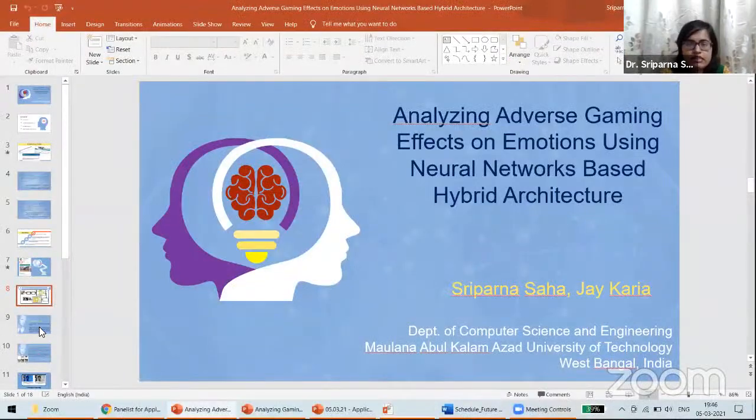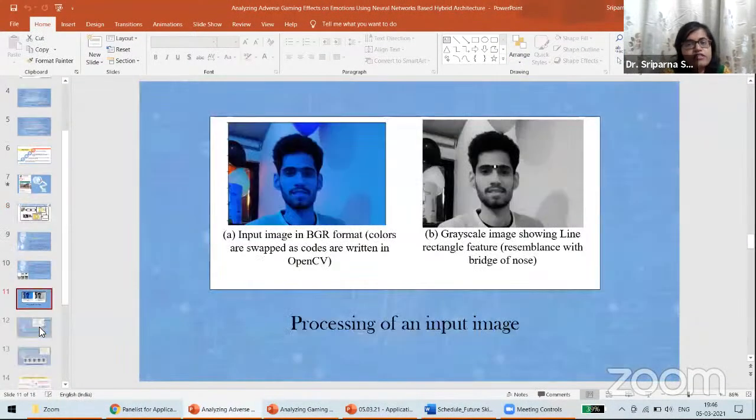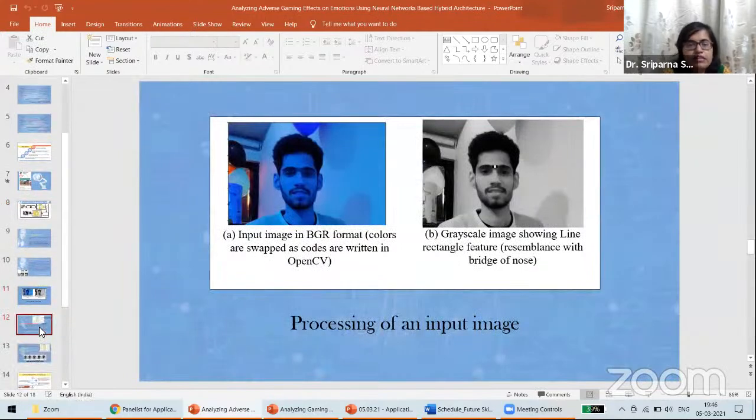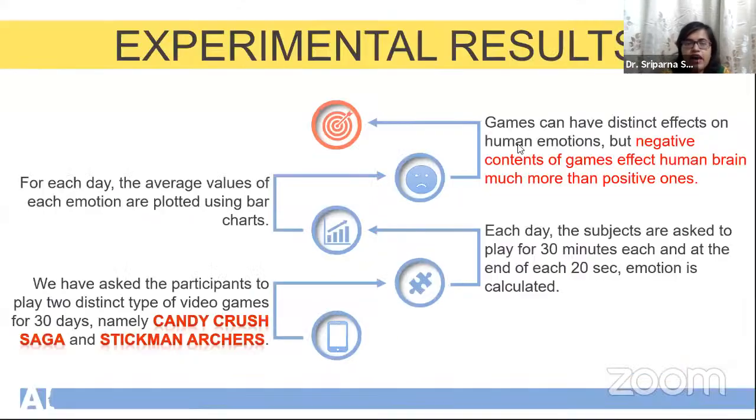I am not going into much detail of the Haar feature generation and how to implement it in this domain. Just for the experimental result first, we'll come over here. So here, for each day, we have calculated the average values of each emotion and plotted them using bar charts.